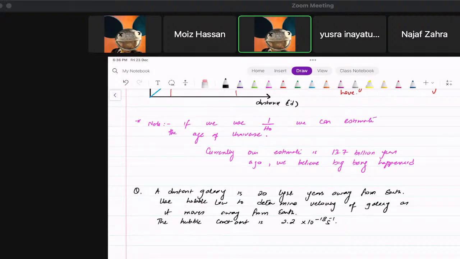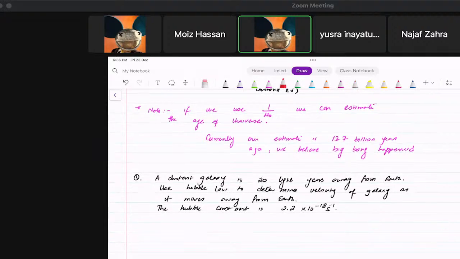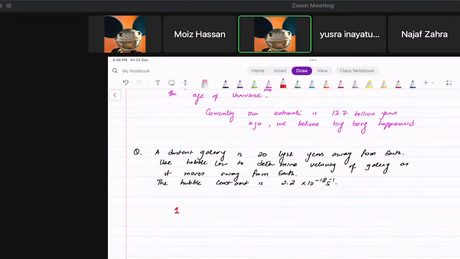Now let's try and do this. First of all, the distance that we have is 20 light years, so we got to change that. All right. Now how do we convert 20 light years? We got to remember this, that 1 light year is equal to 9.5 times 10 raised to power 15 meters. So 20 light years is going to be 20 times 9.5 times 10 raised to 15 meters, which basically gives us about 1.9 times 10 raised to power 17 meters as the distance.